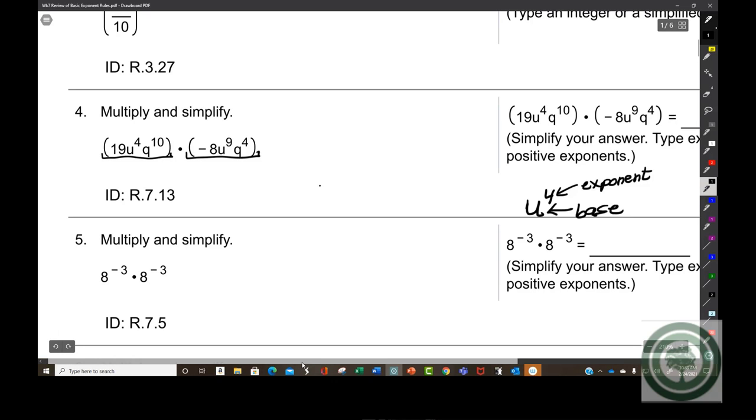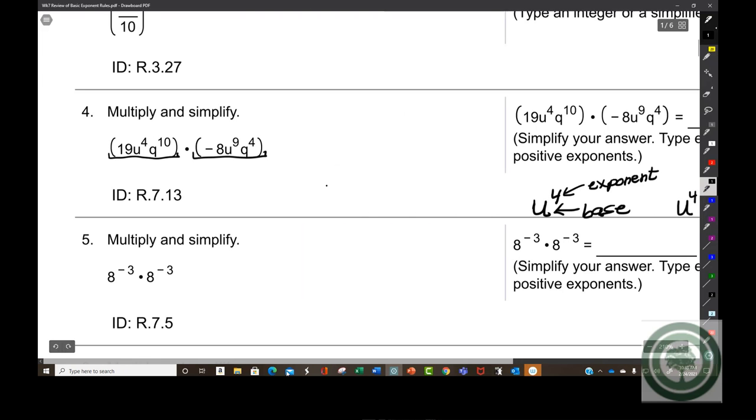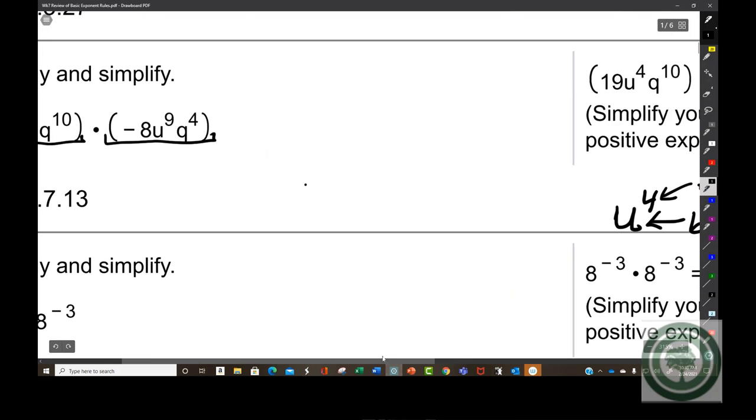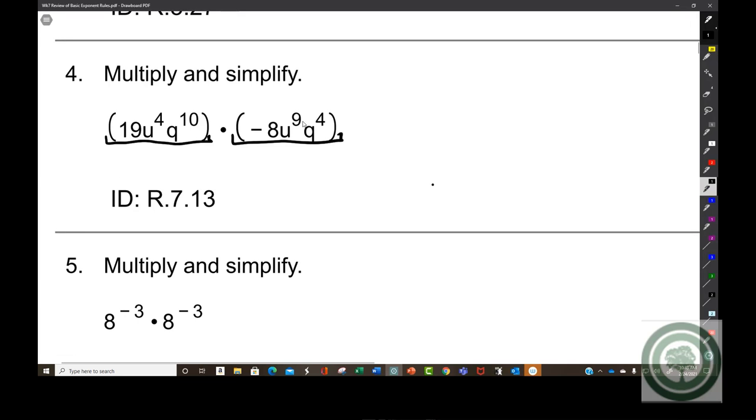So just to continue the review, u to the fourth power would be u times u times u times u. U multiplied by itself four times. So this is a code for this. Now we're going to multiply these together, and this is how.